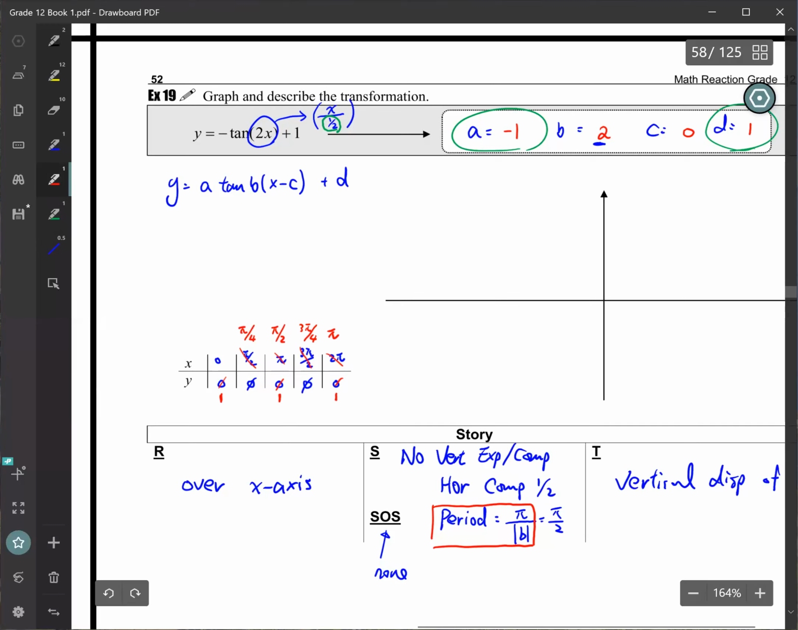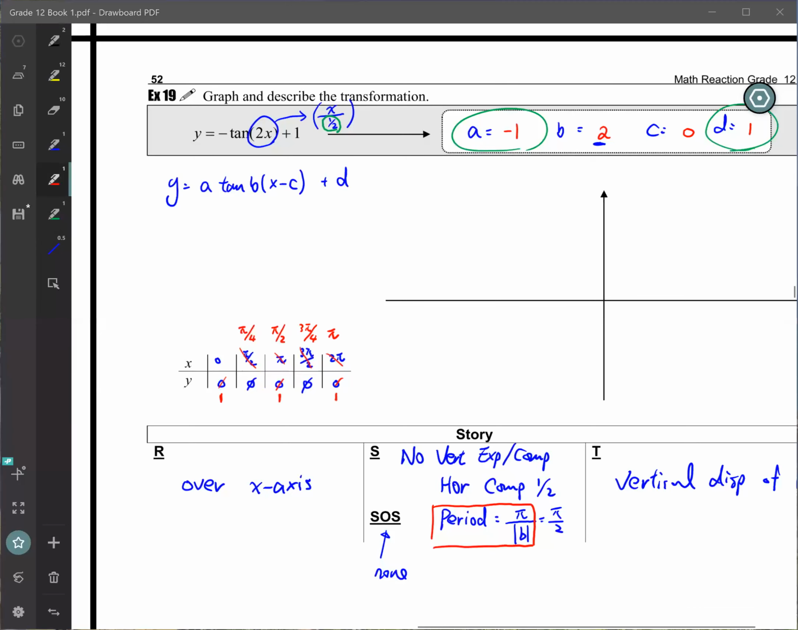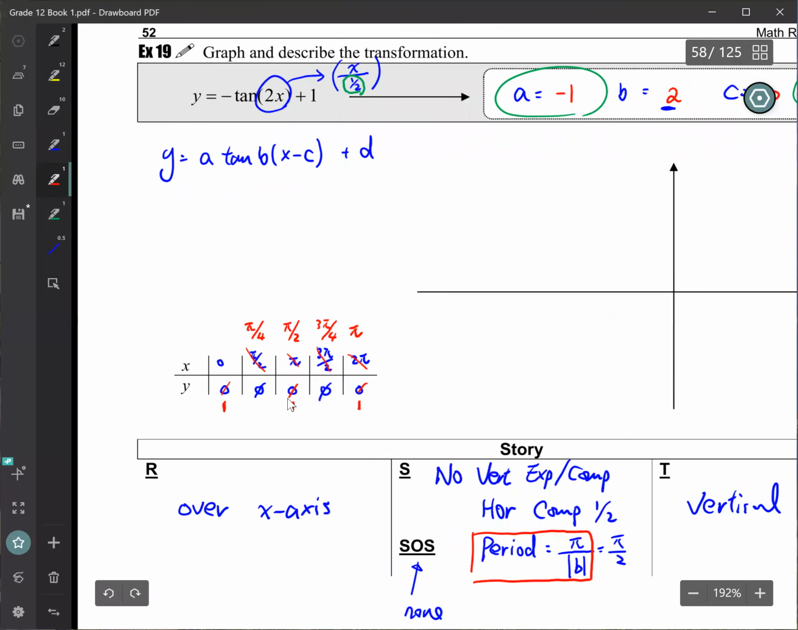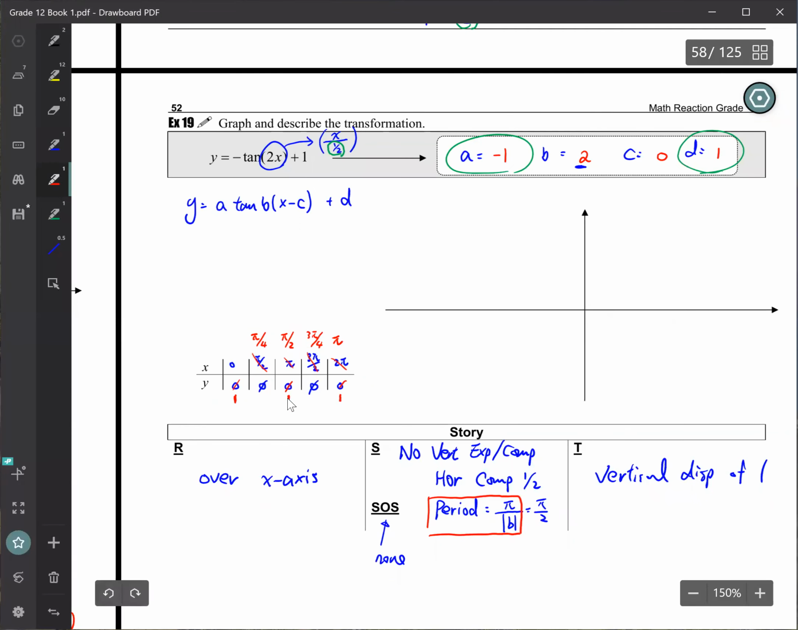Any questions up to here? Can you show me hands if you understand how we get the table? Samantha, do you understand the table? Usually for tangent, they won't give you too complicated stories. You just need to know how to do the new period and make sure you get the asymptotes at the right places. So now let's plot the points.